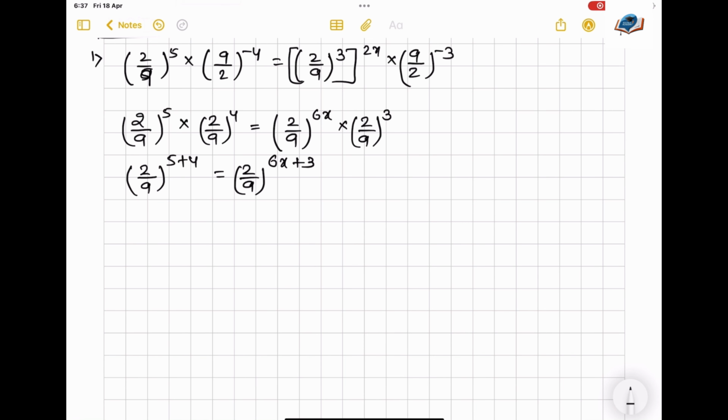So 9 will be equal to 6x plus 3. So 6 equal to 6x. So x equal to 1.